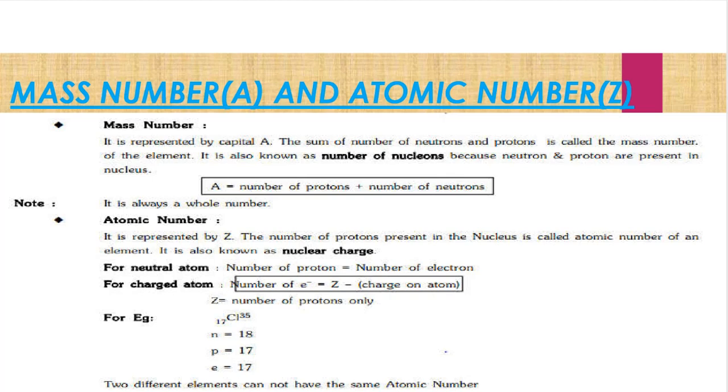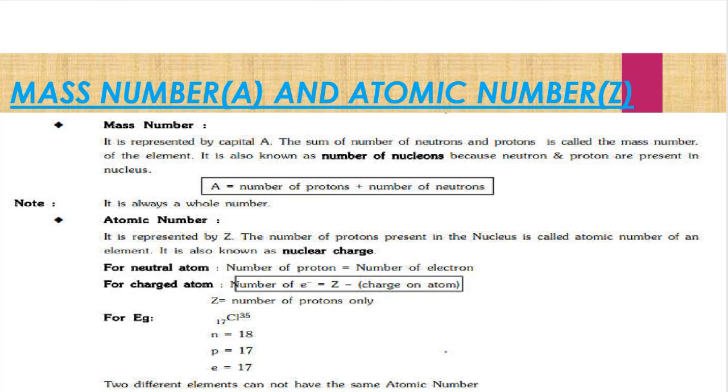Hello students, in this video we will be discussing the mass number and atomic number of an element or atom, and also some important terms which are related to atoms. Okay, the first term is mass number.